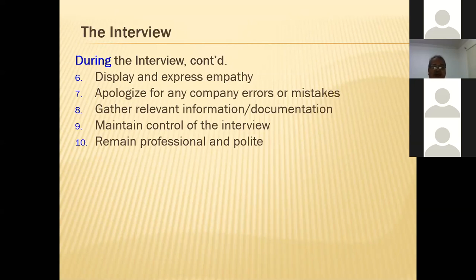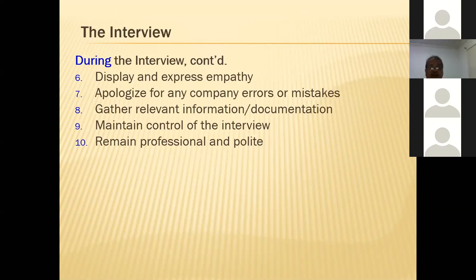Okay. So six, display and express empathy. Apologize for any company errors or mistakes. This would be the case where this is a problem-solving interview where the bank has made an error, so you want to apologize for the company errors and mistakes. Don't go too heavy, but try to sound sincere in your apology, and move on. The most important part of the problem-solving interview is that you want to move on to what you have done or what you're going to do to make it right.